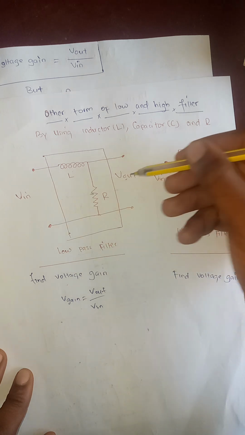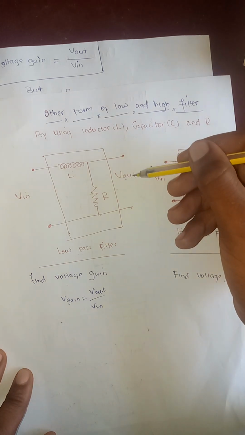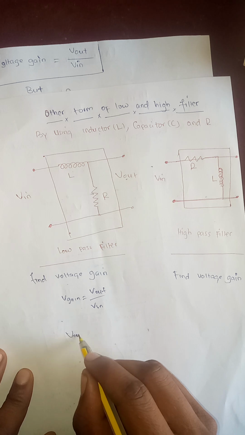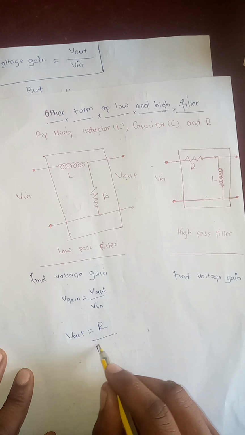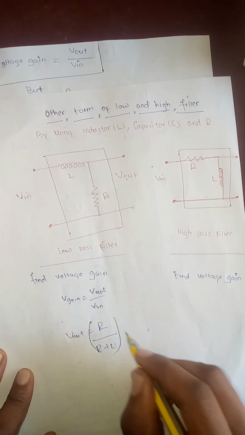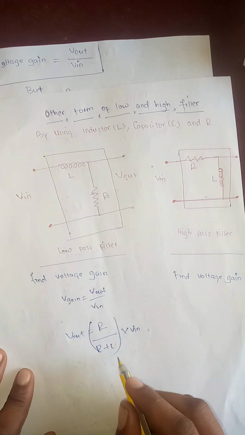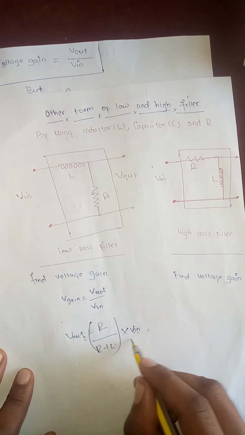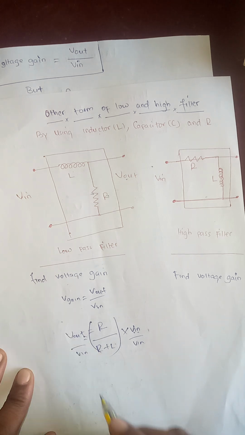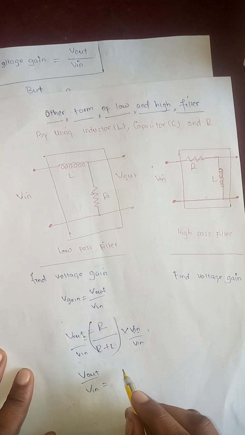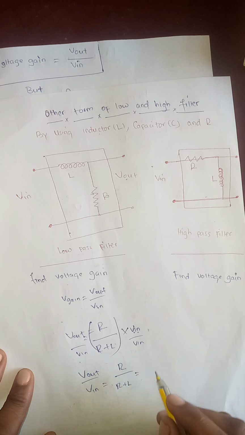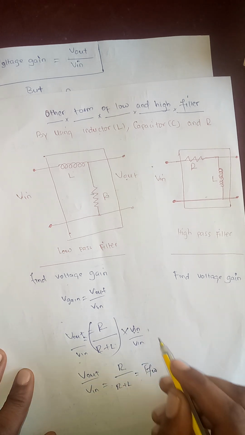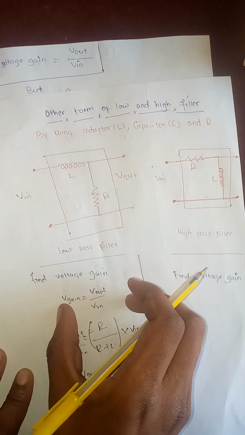If you want to find the voltage output, you use the potential divider. So Vout is equal to R over R plus L, times Vin. Dividing both sides by Vin, voltage output over voltage input is equal to R over R plus L, and this is all equal to the transfer function. This is for the case of low pass filters.